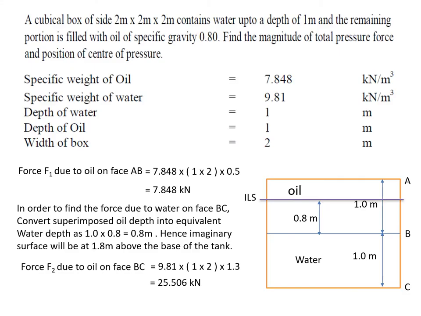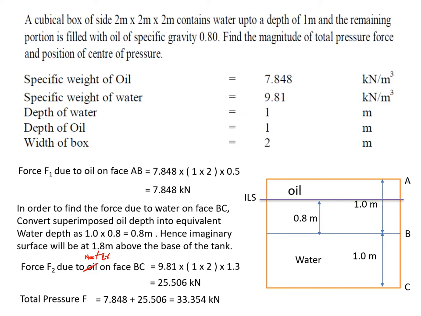So the total pressure force F1 acting on face AB is 7.848 due to oil, and the force F2 due to water, not oil, on face BC is 25.506. Therefore the total pressure force F is F1 plus F2, which gives 33.354 kilonewtons. So that is how you find it.